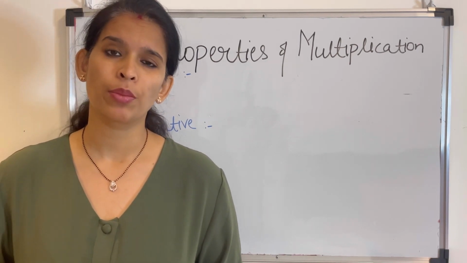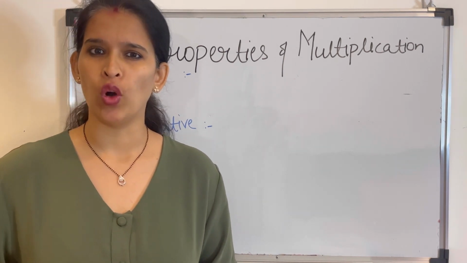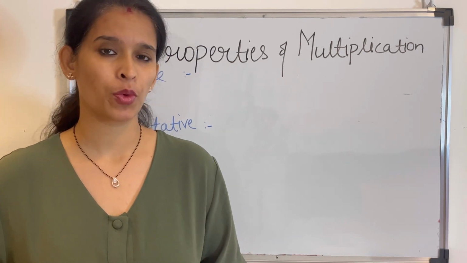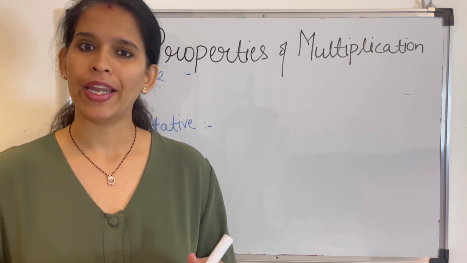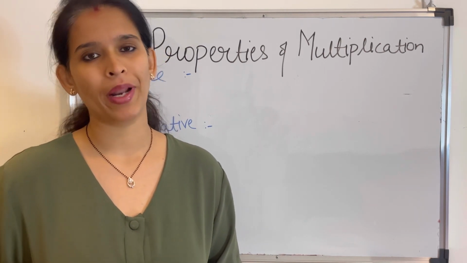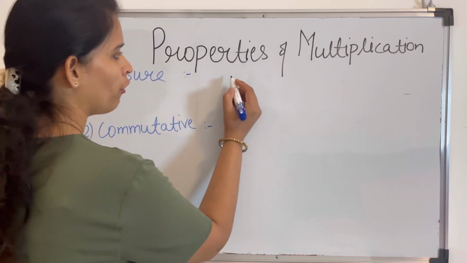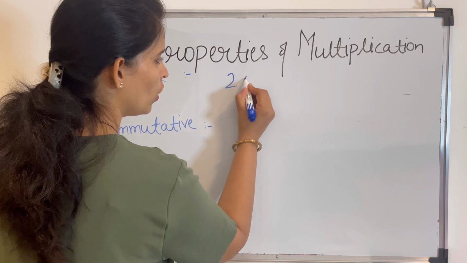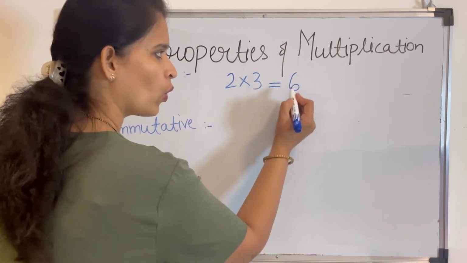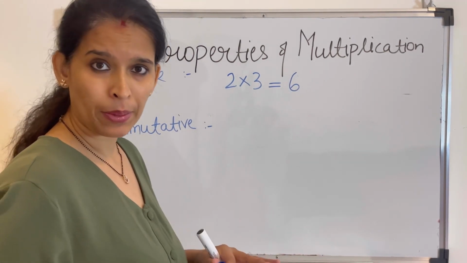So what does closure mean? Closure means when we multiply two whole numbers, the result, the product, should also be a whole number. So let's check. If I have two whole numbers, 2 multiplied by 3, the product is also a whole number. So the closure property holds in multiplication.